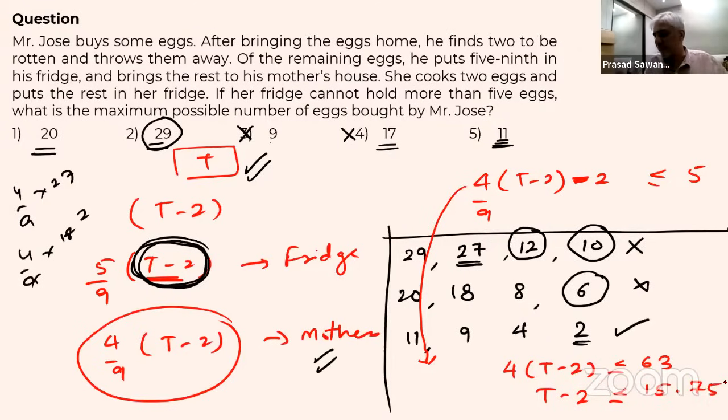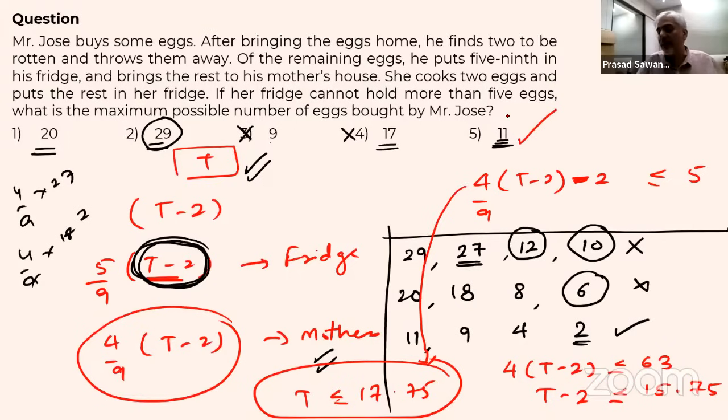15.75. So plus 2, t has to be less than 17.75. Final answer, t has to be less than or equal to 17.75. There's only one option less than 17.75, 11.